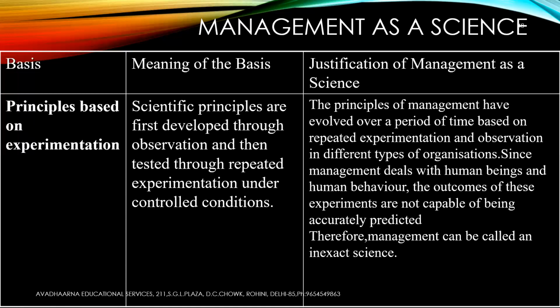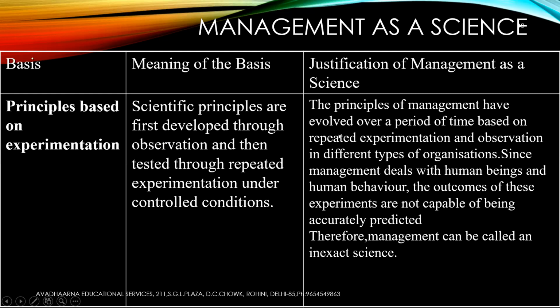This is an experiment with a mirror, which you must have done in your lower classes also. If the angle of incidence is 45 degrees, then the angle of reflection will also be 45 degrees. Then you perform the experiment with, let's say, a 60-degree angle. If the angle of incidence is equal to 60 degrees, then the angle of reflection will always be equal to 60 degrees. Now let us see whether this basis or this feature of science is prevalent in management or not.